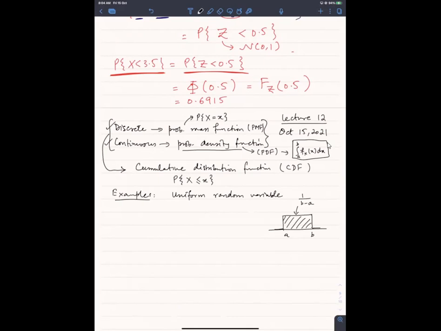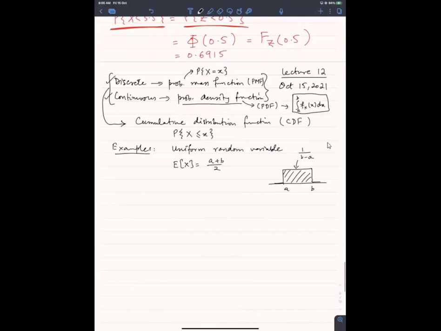Now, the expected value for the uniform density is a plus b over 2, the midway between a and b. The median is also the same. And the variance of X, which is uniformly distributed from a to b, is b minus a whole square over 12. This is something that we saw last time.